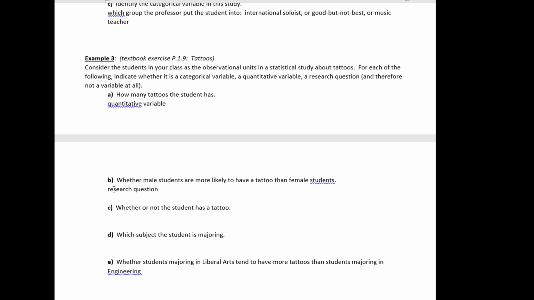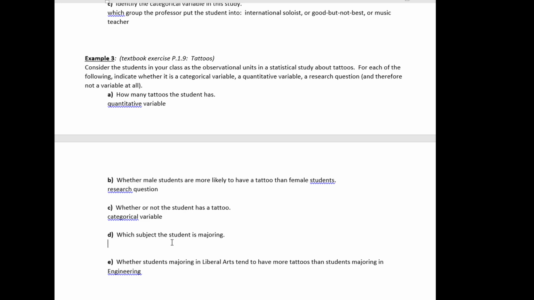To answer that question, you'd have to conduct a study. Whether or not the student has a tattoo. So I could walk up to any one of the students and write down, do you have a tattoo or do you not have a tattoo? So that is definitely a variable. You walk up to an observational unit, you write this down, whether they have a tattoo or not. And it's a categorical variable because it's a category. Have a tattoo, not have a tattoo.